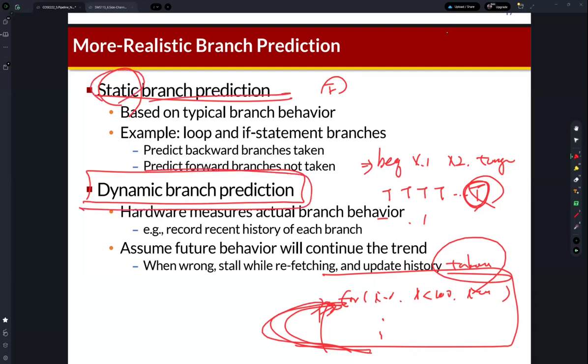And then we can also apply the dynamic branch prediction. And the good news is that the hit rate of this dynamic branch prediction is extremely high. It's over 95%. So we can use this dynamic branch prediction in a CPU.